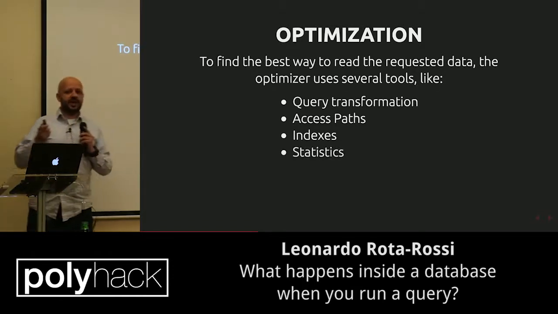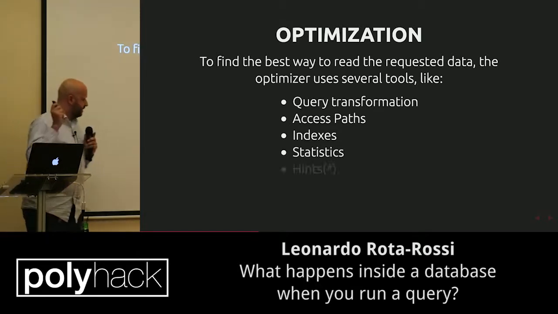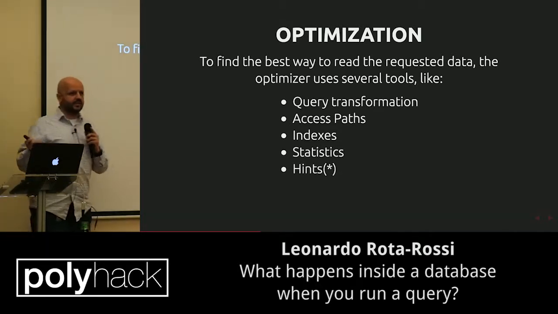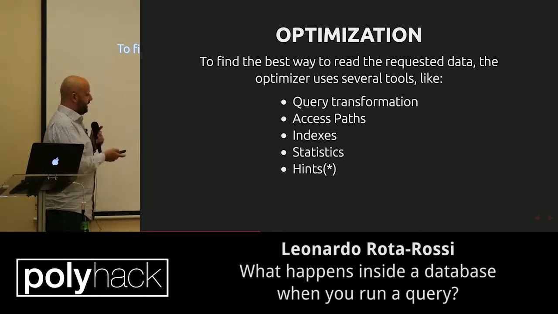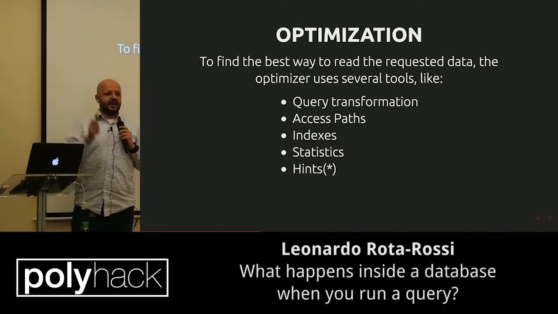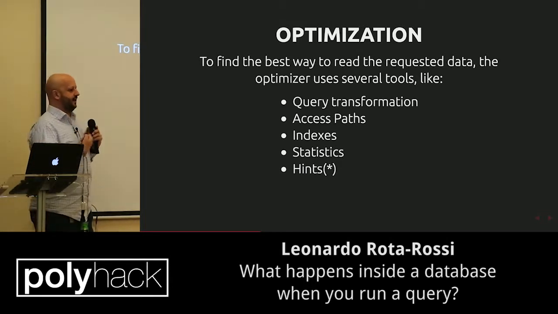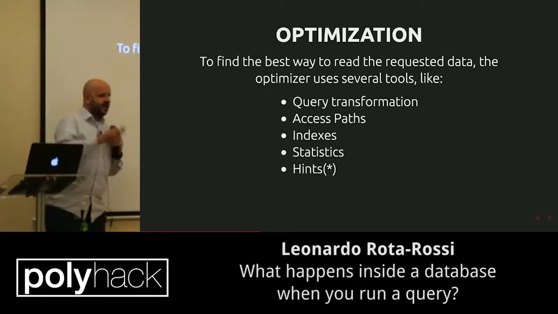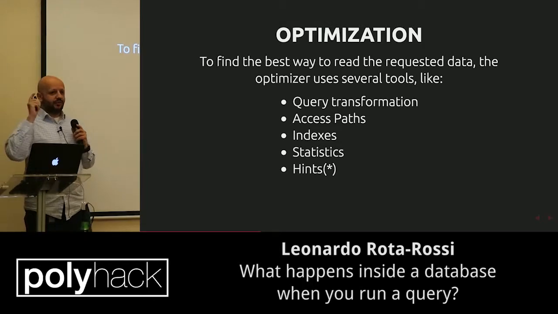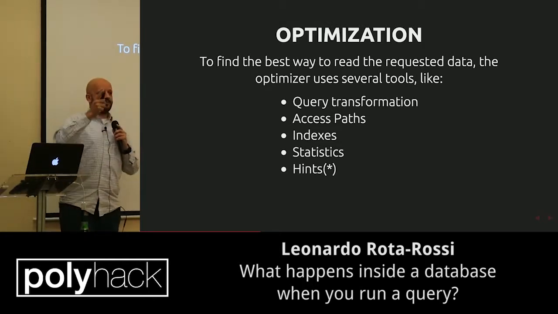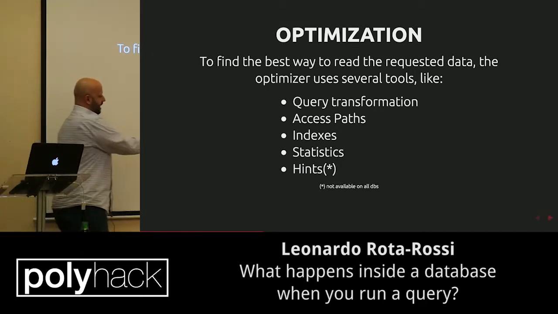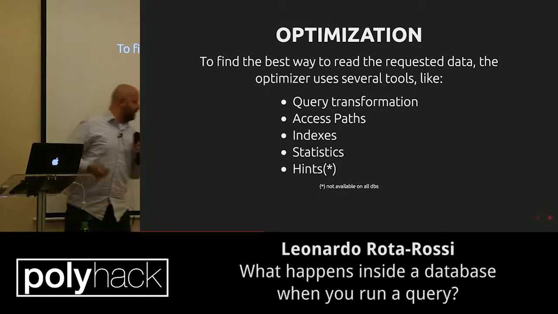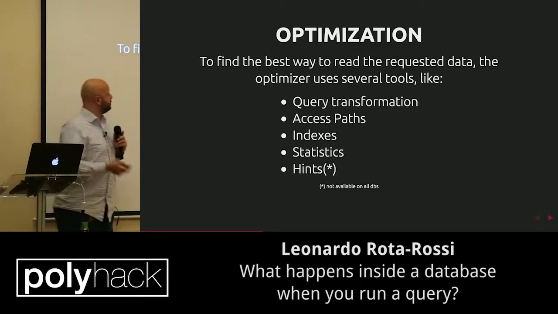And also, I'm going to check the database statistics. And for some databases, Postgres is not the case, Postgres doesn't have that, it's also going to use hints that are defined by the developer in the query to force the database to use a specific way to resolve that query. So hints, as I said, are not available on all databases.